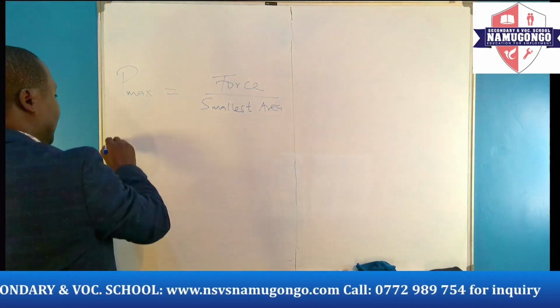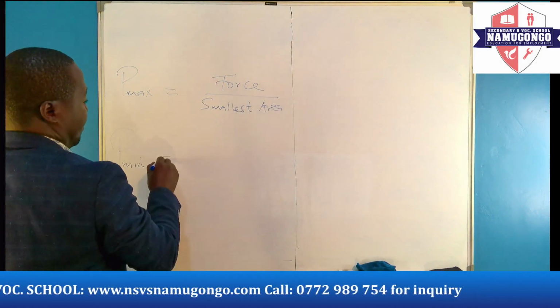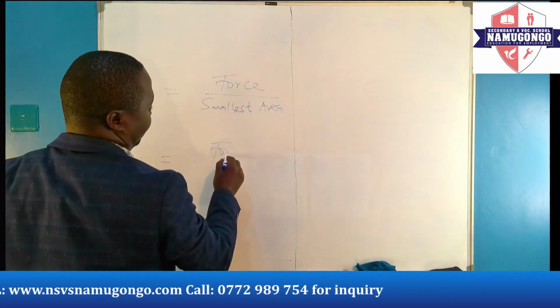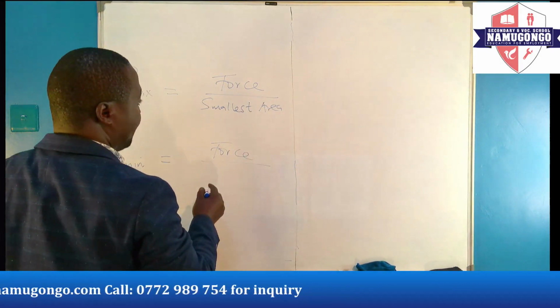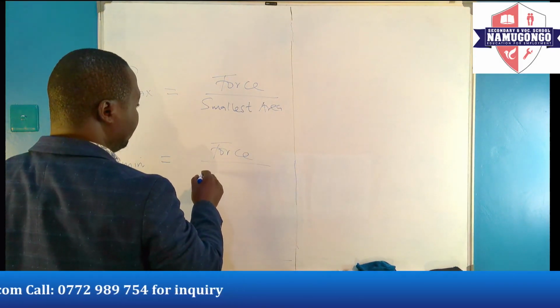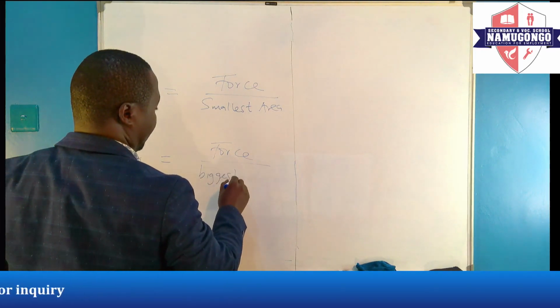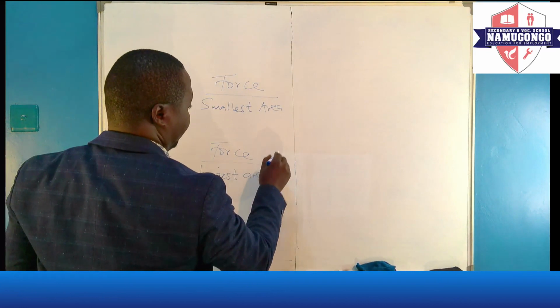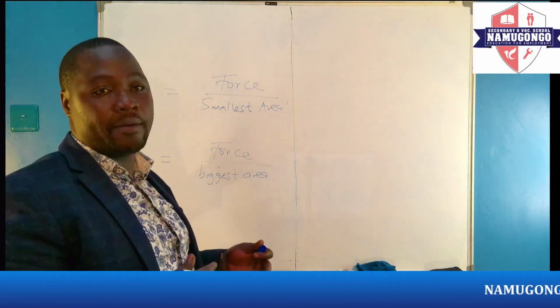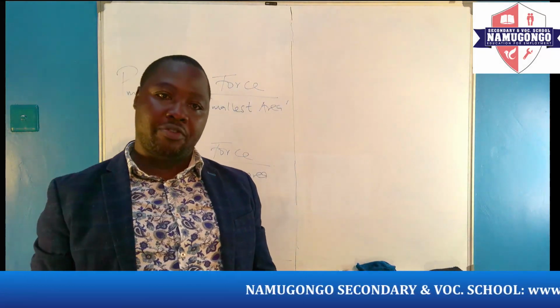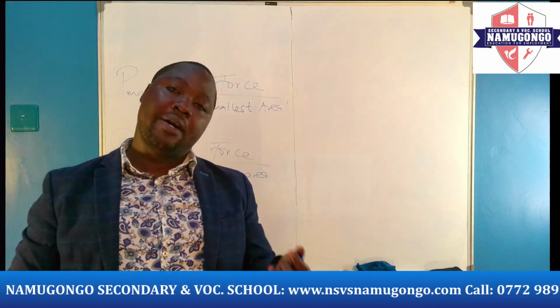Also, for us to get a minimum pressure, we take the force acting divided by the biggest area. So these two things are in play, and they are the ones that determine the maximum or the minimum pressure. I gave you some examples of things at home where maximum and minimum pressure is applied.